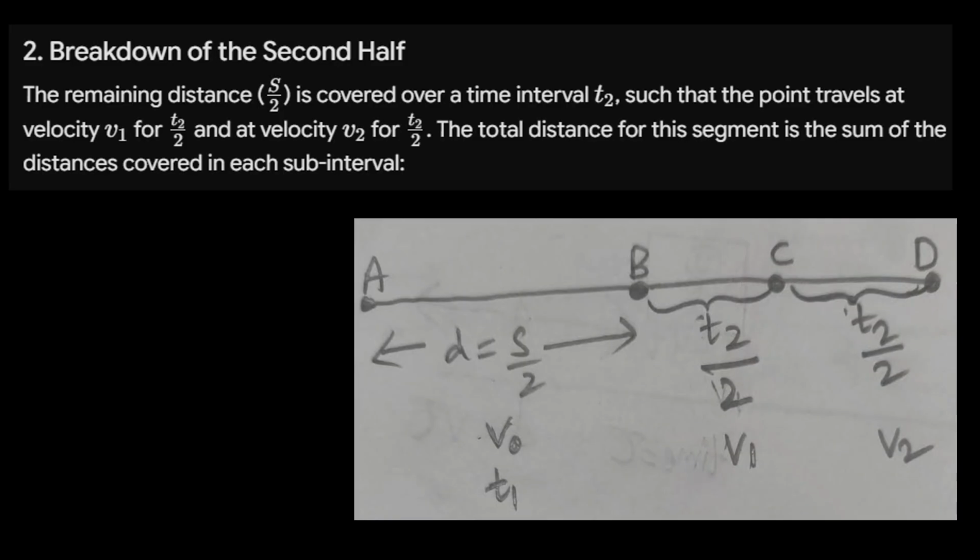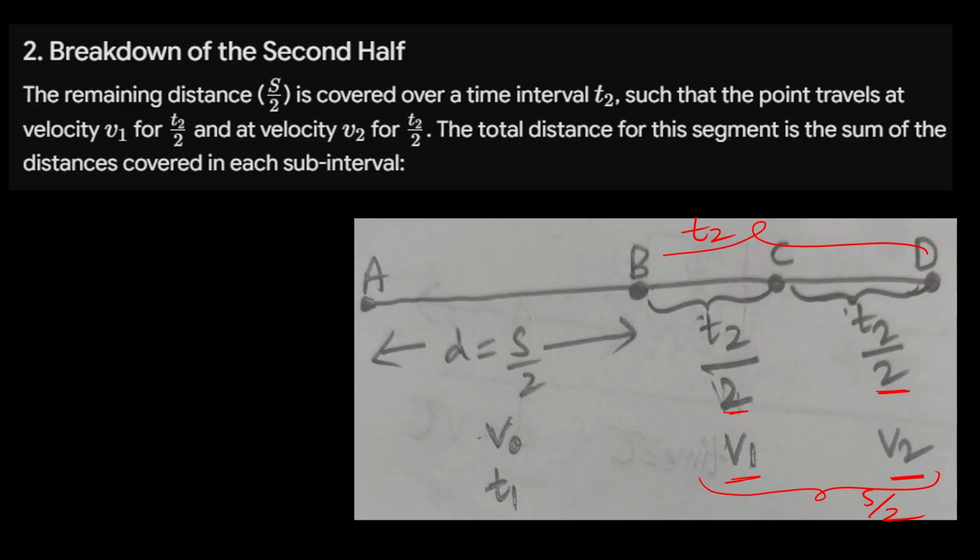Now, let's move on to the second part of our problem, which you can see in the diagram, breakdown of the second half. The remaining distance, which is s over 2, is covered over a total time interval t2. Within this interval, the point travels at velocity v1 for the first half of the time, t2 over 2, and at velocity v2 for the second half of the time, t2 over 2.